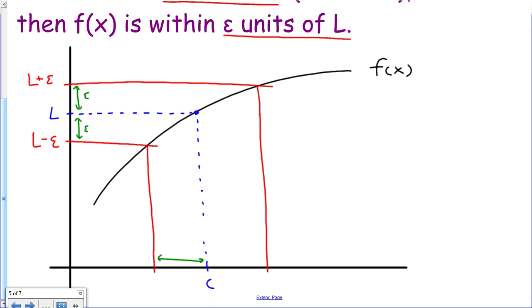So I'm going to call this one on the left delta sub 1, and that distance on the right delta sub 2. Depending on the function and depending on the point that you're working with, depends on whether or not delta 1 and delta 2 would be the same. Most of the time, like I said, we're going to find they would be different. So that means then this is the point down here, C minus delta 1, and this would be C plus delta 2.